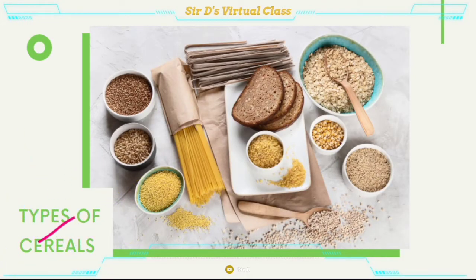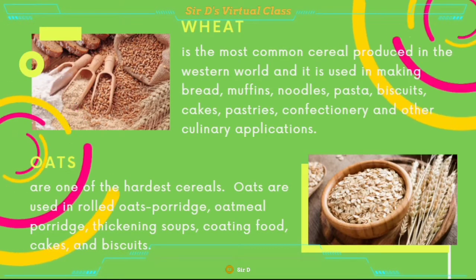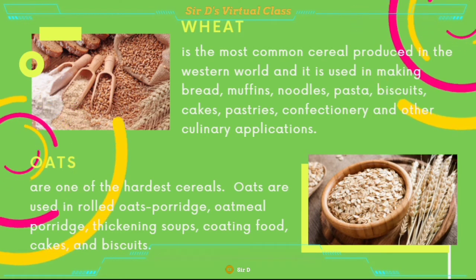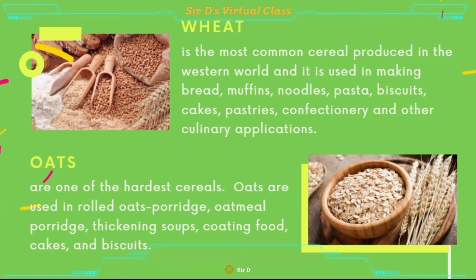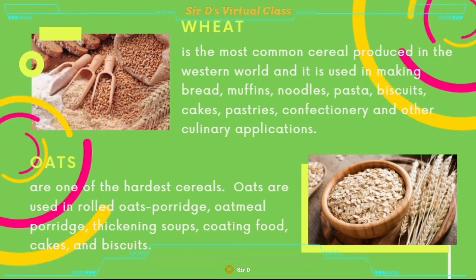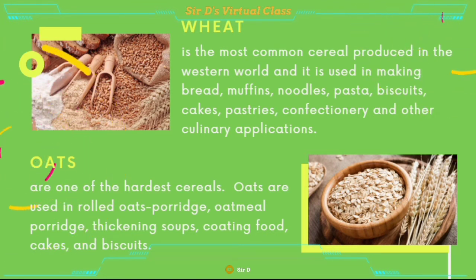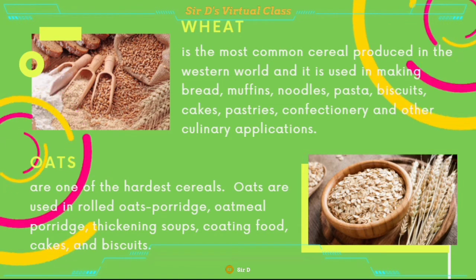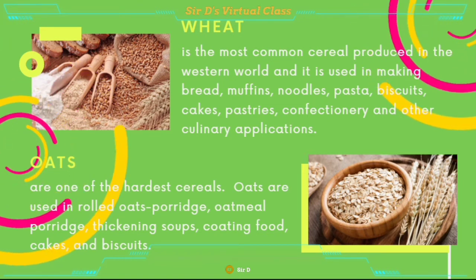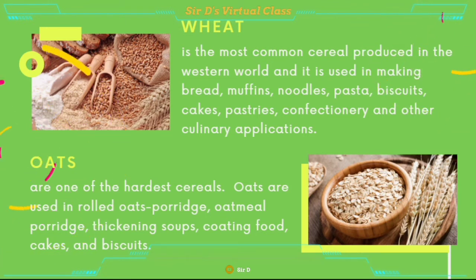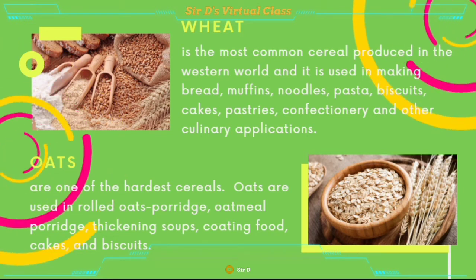Let's move forward to the types of cereals. Wheat is the most common cereal product in the Western world, and it is used in making bread, muffins, noodles, pasta, biscuits, cakes, pastries, confectionery, and other culinary applications. Oats are one of the hardest cereals. Oats are used in rolled oats porridge, oatmeal porridge, thickening soups, coating food, cakes, and biscuits.